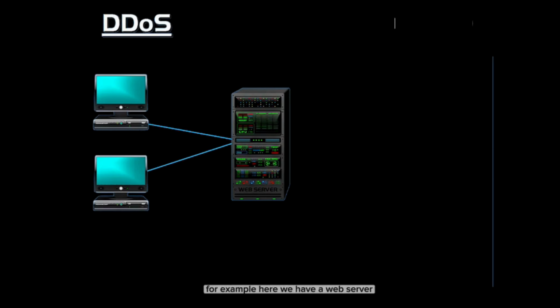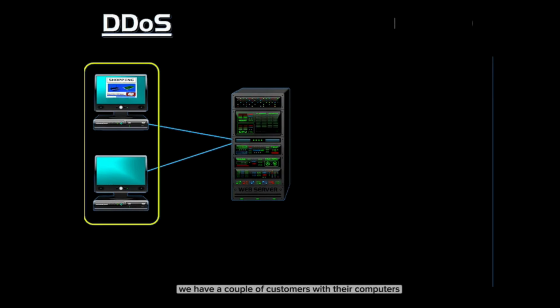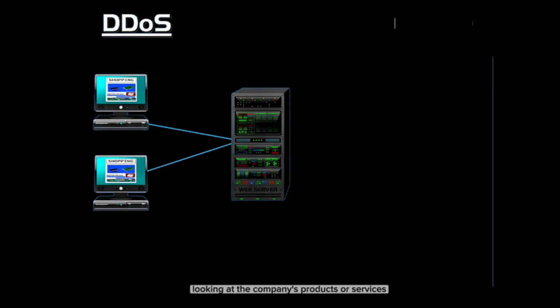So for example, here we have a web server, and let's just say that this web server could belong to a company that sells their products over the internet. And over here we have a couple of customers with their computers that are browsing the company's website, looking at the company's products or services.